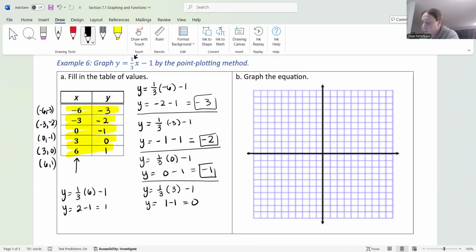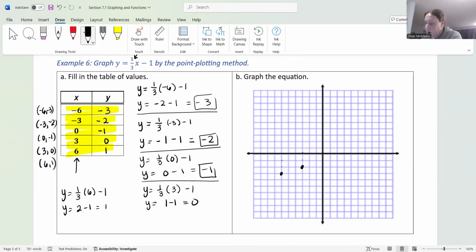Okay, so let's plot them. At the origin, I want to go to the left 1, 2, 3, 4, 5, 6. Then I want to go down 1, 2, 3. I'm going to go right back to the origin, and then I'm going to plot -3, -2. So at the origin, I'm going to go to the left 1, 2, 3, and then down 1, 2. And then right back to the origin.